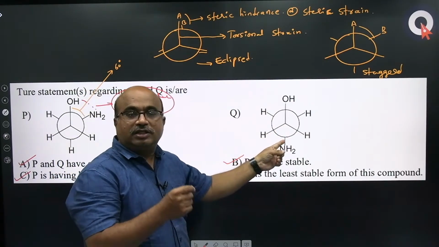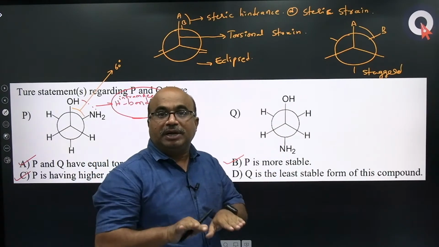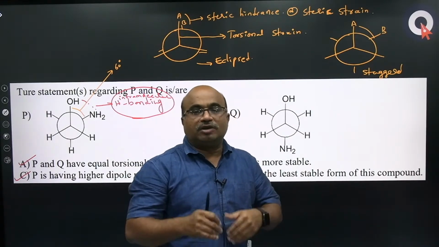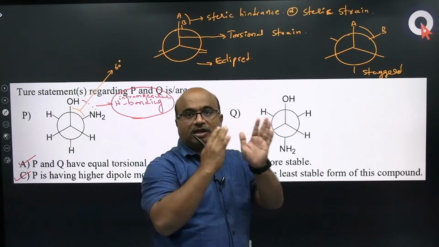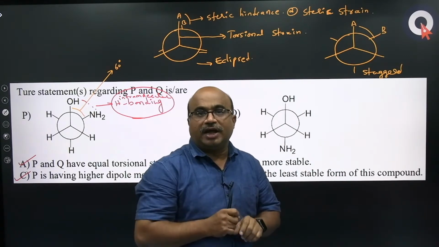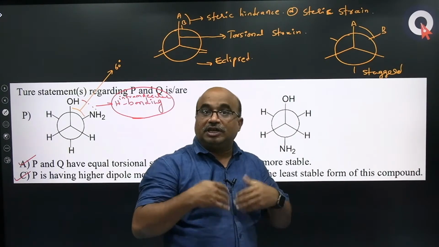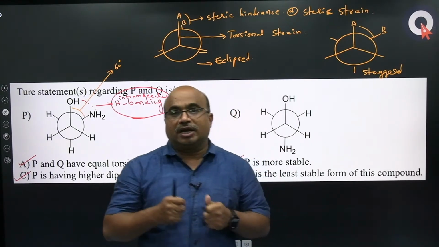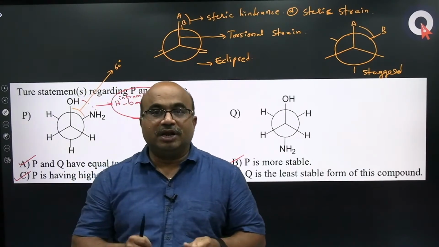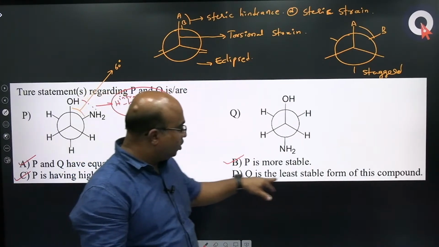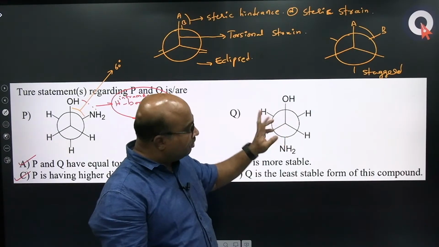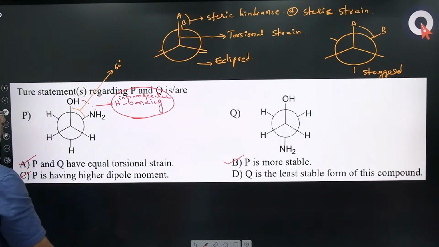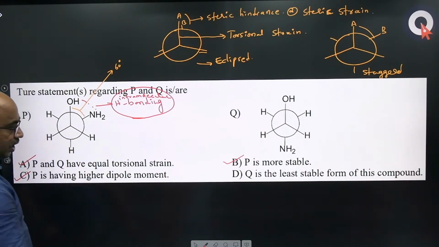But Q, the anti-form, is not completely the least stable conformation. It is the fully eclipsed conformation, because the OH group and NH2 group are completely at a dihedral angle of 0. There the steric repulsions are very high, so the fully eclipsed conformation becomes very less stable. So this option D, which indicates Q form is the least stable, is not a correct option. Okay? So the first three options are correct in this case.